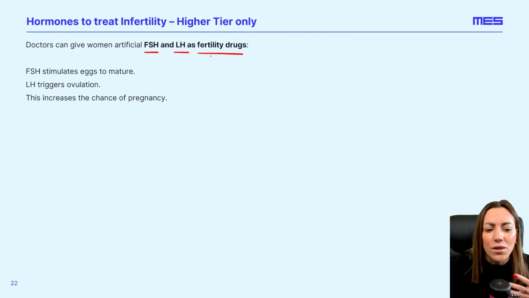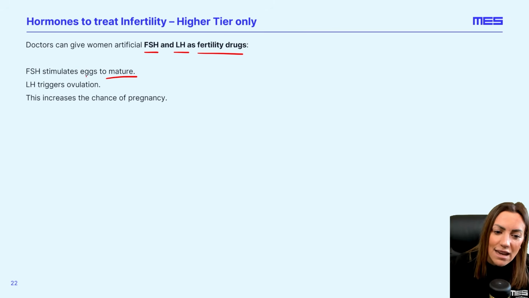Why? Well, now we've done our menstrual cycle hormones, you should know why. They'd be given FSH because FSH stimulates the eggs to mature. So maybe her egg cells are not maturing. Maybe there's an issue with the amount of FSH her pituitary gland is producing. So by giving them FSH, it's going to stimulate egg cells to mature in the ovaries. By giving them LH, it's going to trigger ovulation or the release of an egg cell from the ovaries.